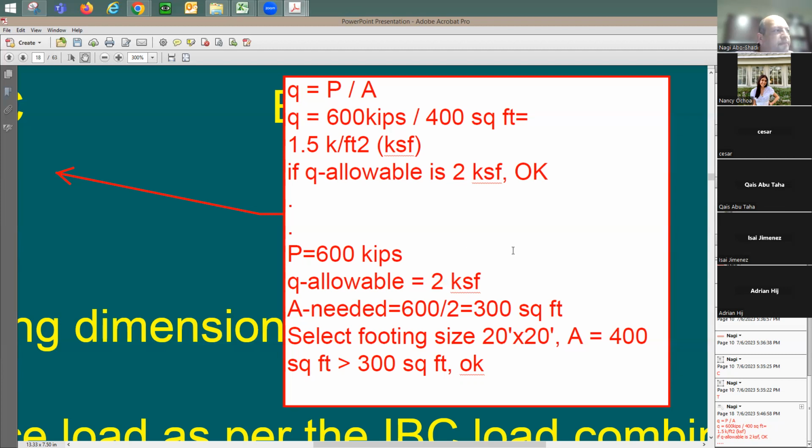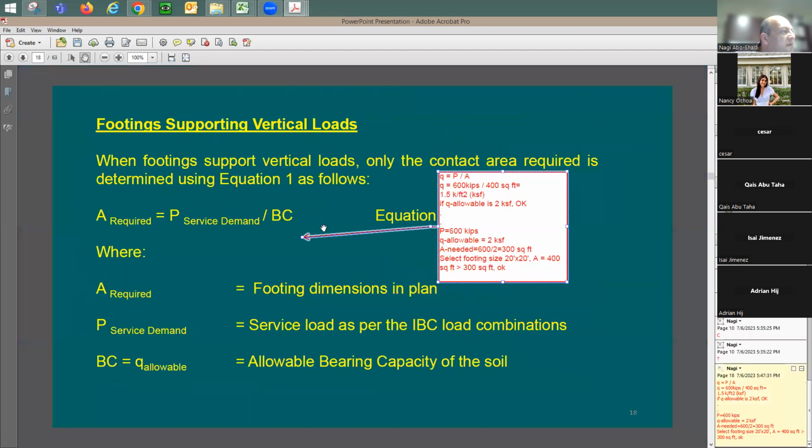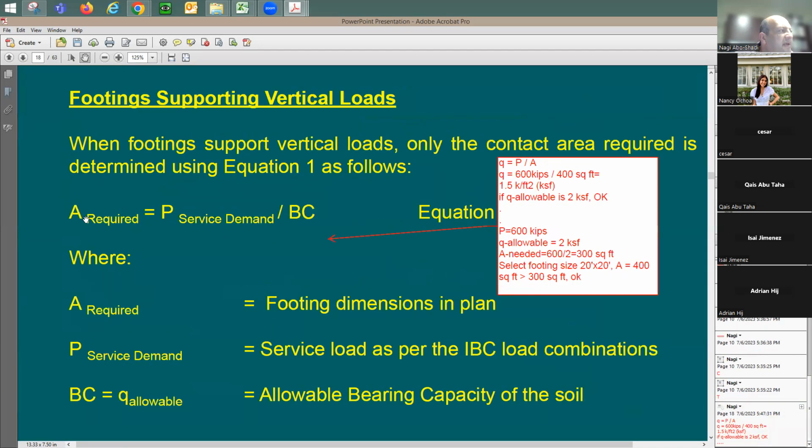Good question. Now let's see this here in our equations. Okay, that was just a quick numerical example to explain what's going on. Here's the equation: area required, the needed one, is going to be equal to P, like in here the 600, divided by bearing capacity BC or Q allowable, right? In our case it was equal to 2 KSF. Now this equation makes sense, right? And it's going to be the minimum area provided.